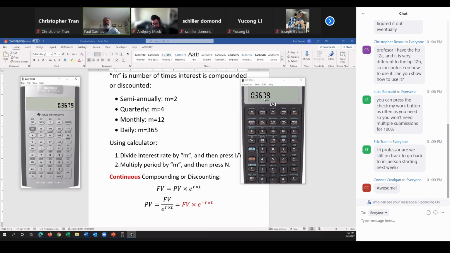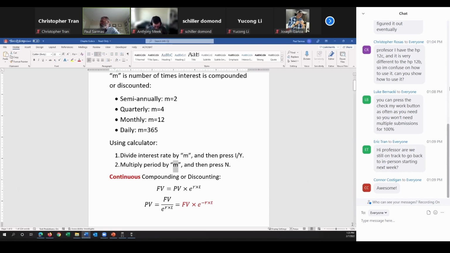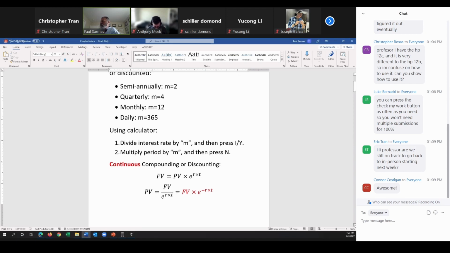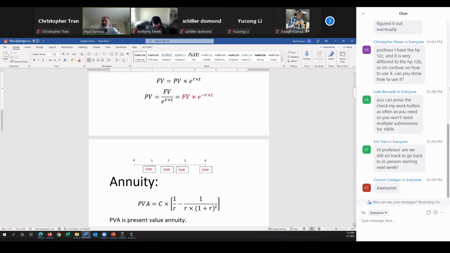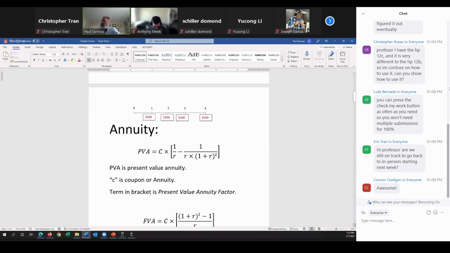These formulas you will see in the formula sheet. Any questions? Okay.